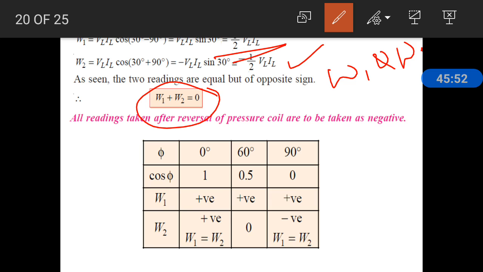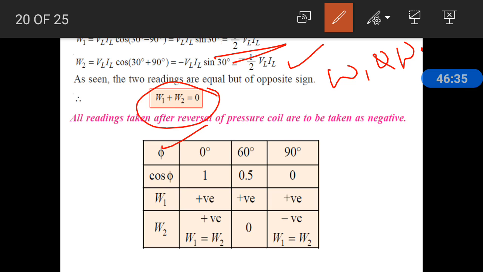So under the first condition, cos 0, that means phi equal to 0, both W1 and W2 have positive values, and both are equal values. In the second condition, at 0.5 power factor, only one wattmeter shows the reading, that is W1, and W2 shows 0 reading. The third condition, whenever phi equal to 90 or 0 power factor, the total power is 0. W1 and W2 show the reading with equal magnitude, opposite sign, so total power is 0. So this table gives the conclusion of the variation of power factor.